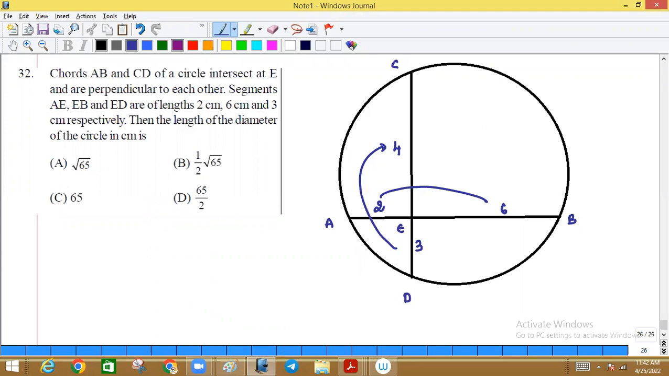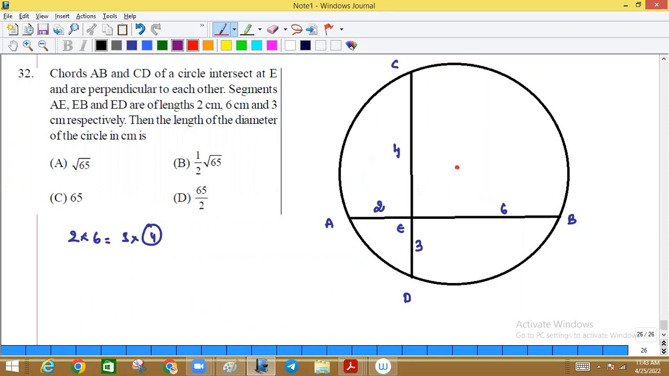We can say if the two chords intersect internally or externally, we say OA into OB is equal to OC into OD. Therefore, 2 into 6 is 12. Therefore, 3 into 4 is also 12. So it is 4, because 2 into 6 is equal to 3 into 4.